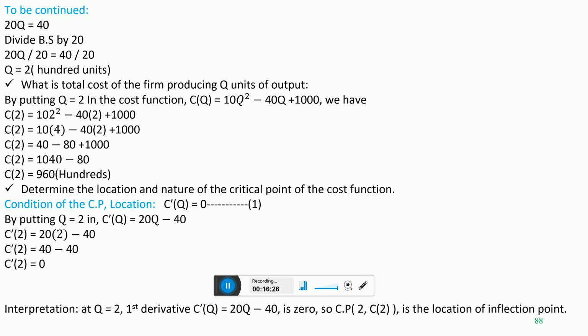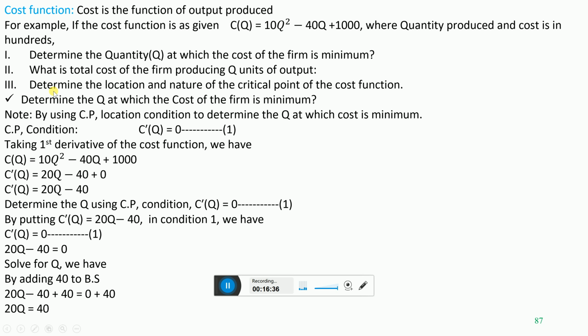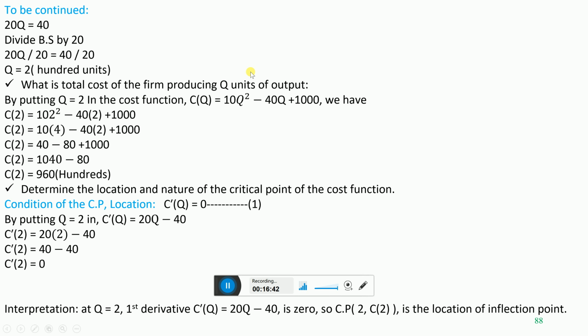This means that if the company manufactures 200 units of output, the cost of the company will be minimum. Second part of the question: what is the total cost of the firm producing q units of output? We can find the total cost by replacing q = 2 in the cost function C(q) = 10q² − 40q + 1000.